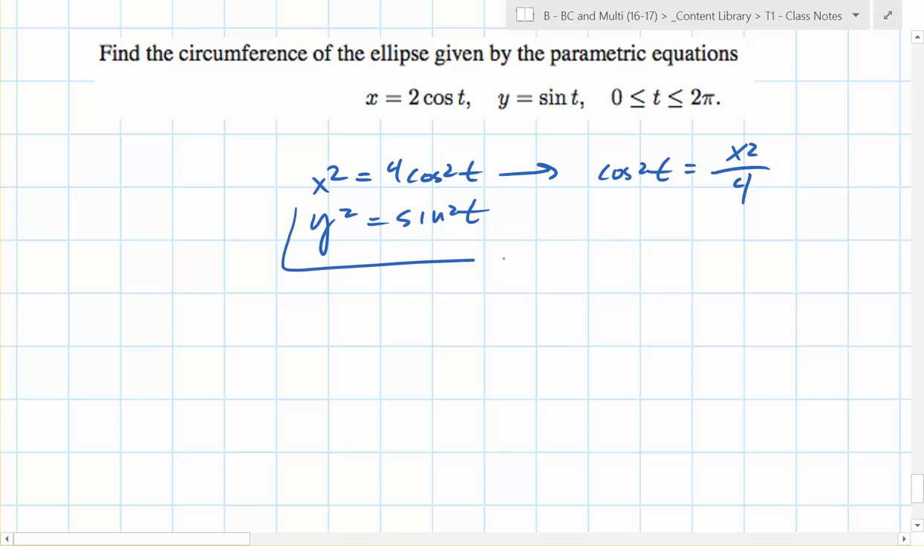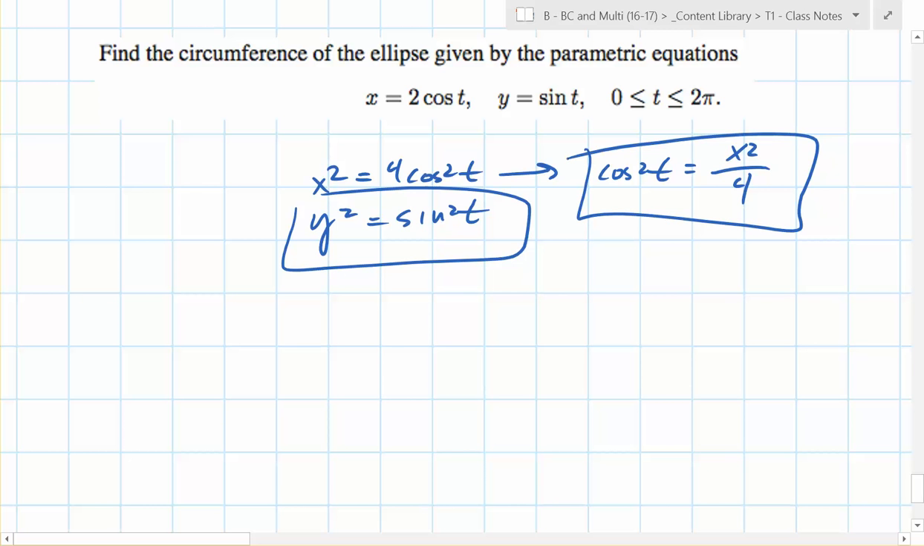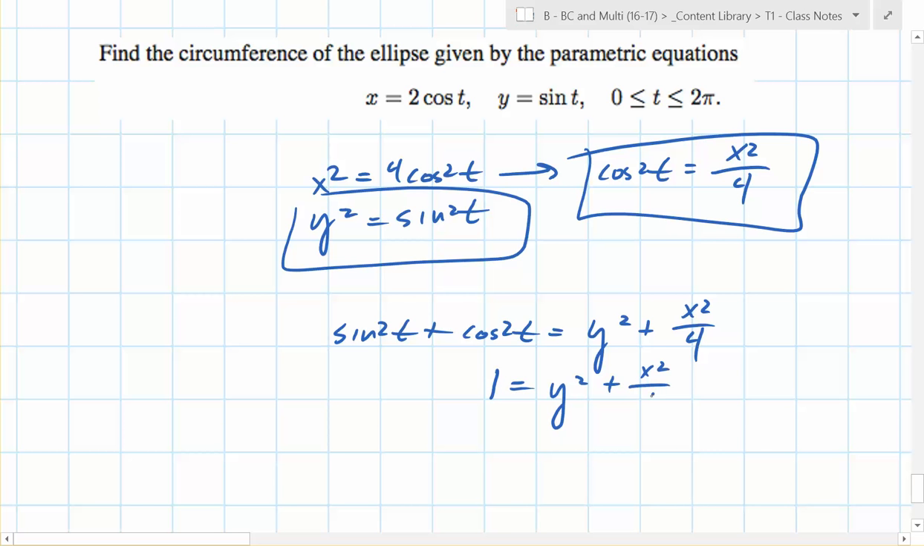So do you see these two right here? What can you do with them? Sine squared t plus cosine squared t is equal to what? y squared plus what? x squared over 4. What is sine squared plus cosine squared? 1. So do you remember your ellipse equations? Is that an ellipse? Yeah. We just proved that it's an ellipse. We just proved it. So if we wanted the circumference, what are we integrating from and to?